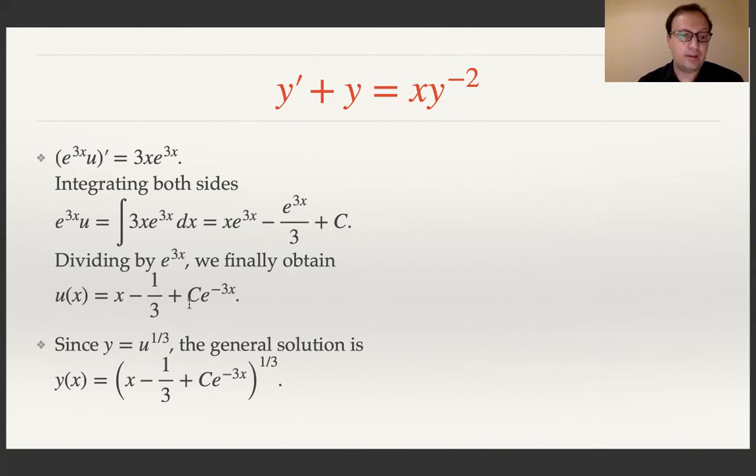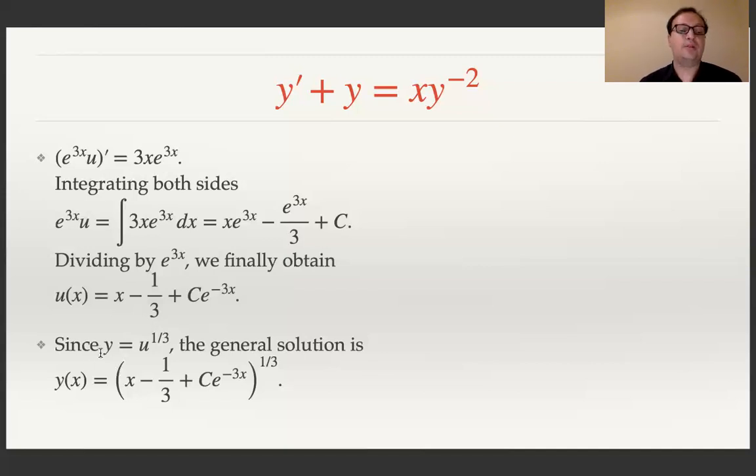1/3, and then plus a constant times e^(-3x), because the constant did not contain e^(3x), and then dividing by e^(3x) is the same as multiplying by e^(-3x). So we have u of x is equal to x minus 1/3 plus constant times e^(-3x).